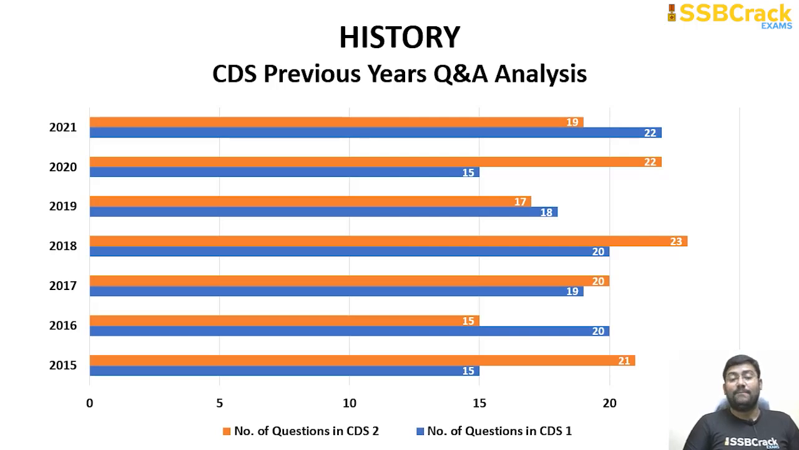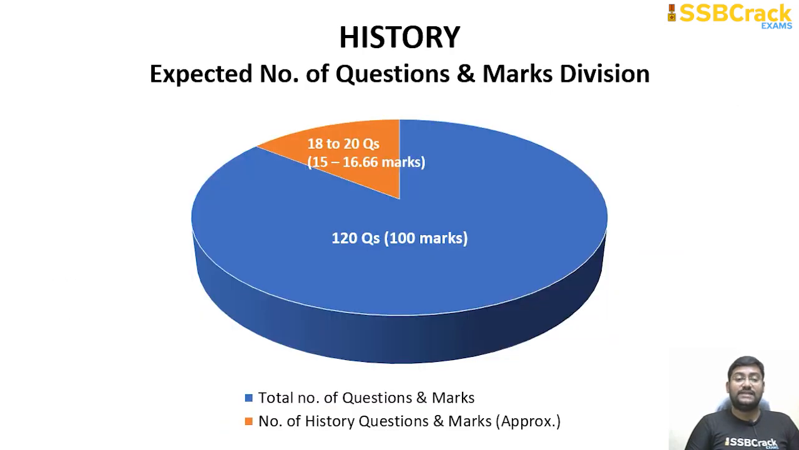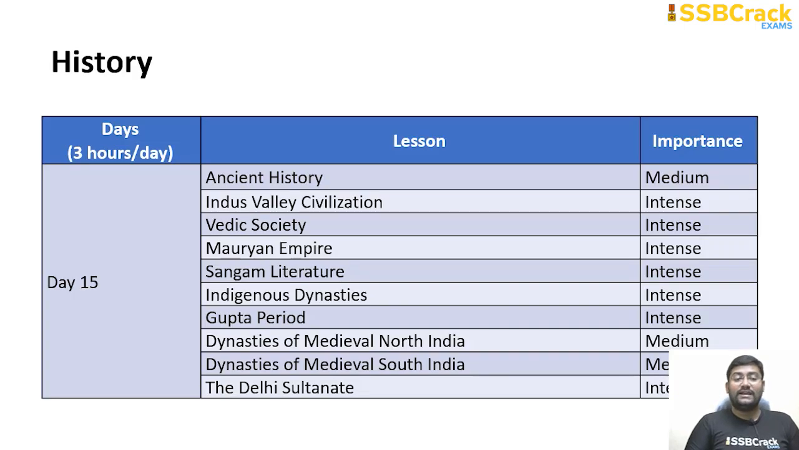Moving towards history, apart from geography, if there is something which can fetch you a lot more marks, it is history. So again, you can see here in the past year trends also 19, 22, 22, 17, 18 questions are continuously being asked. So going through the same trend, 18 to 20 questions can be asked from the section of history alone. So again, history: on day 15, you will be wrapping up the entire ancient India.